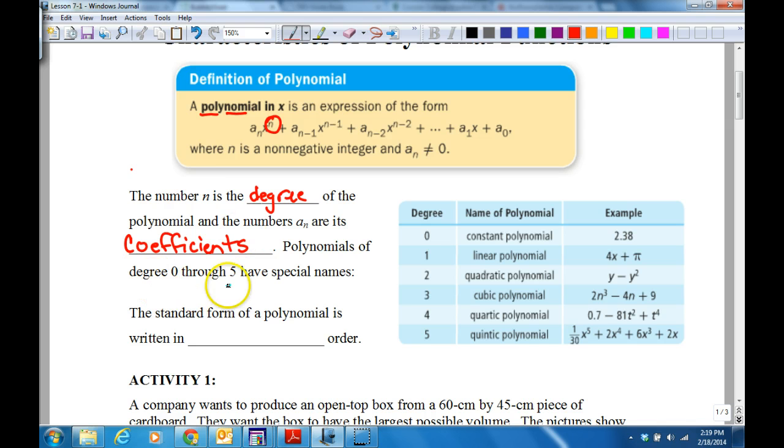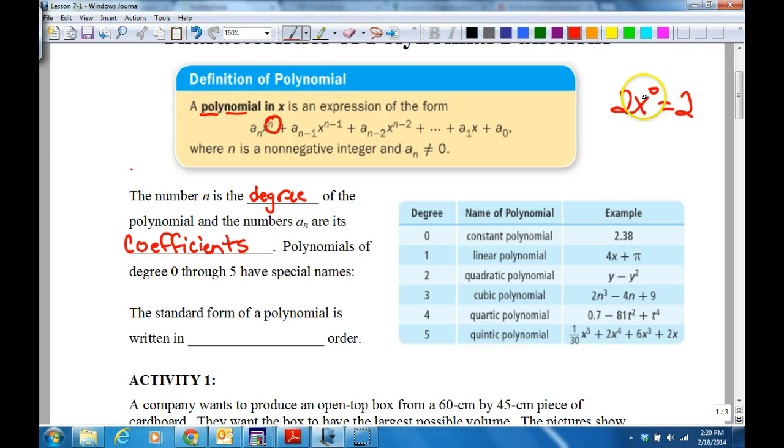Polynomials of degrees 0 through 5 have special names, and here they are on the right. Okay? If it has a degree of 0, it's a constant. It's just a number because there's no variable there. What happens when you have anything to the 0 power? 1. It becomes a 1. So if I had 2 to the 0 power, that's just 2 times 1, right?